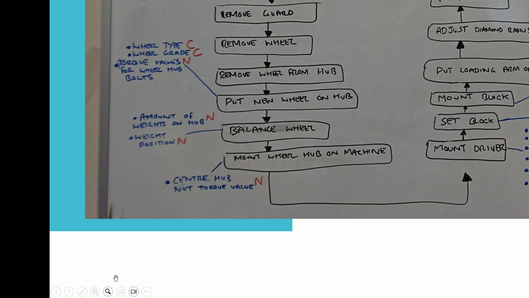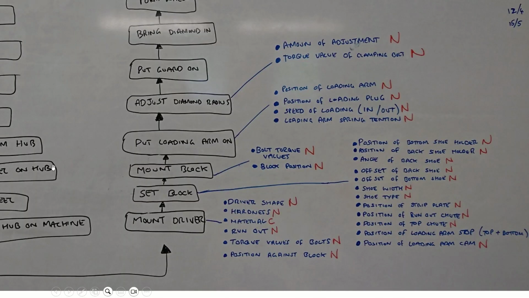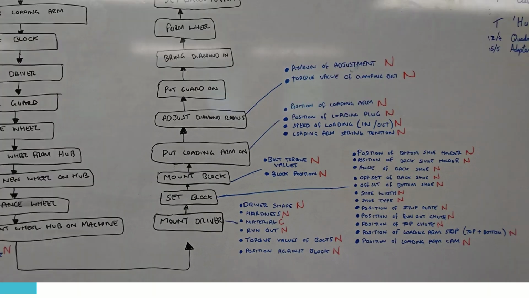If you look at this, you can see there's a couple of C's there, which is the wheel type and the wheel grade that is used in this process. But the amount of weight on the hub, the weight position, the center hub nut torque value, not controlled. You can see all the N's over here, not controlled. There's one C, material. So lots of N's.